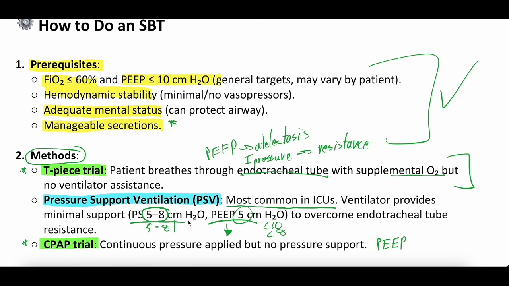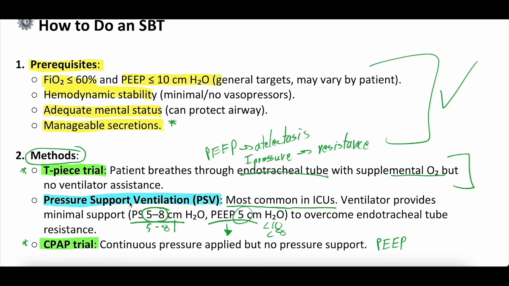inspiratory pressure. And the thought there is it's just enough inspiratory pressure to get over the resistance of the endotracheal tube. So it's not intended to provide actual inspiratory support. It's just intended to provide enough pressure to get past that resistance of the endotracheal tube. And then obviously you leave some PEEP on like we talked about. And that is the most common way we do spontaneous breathing trials, this pressure support trial.